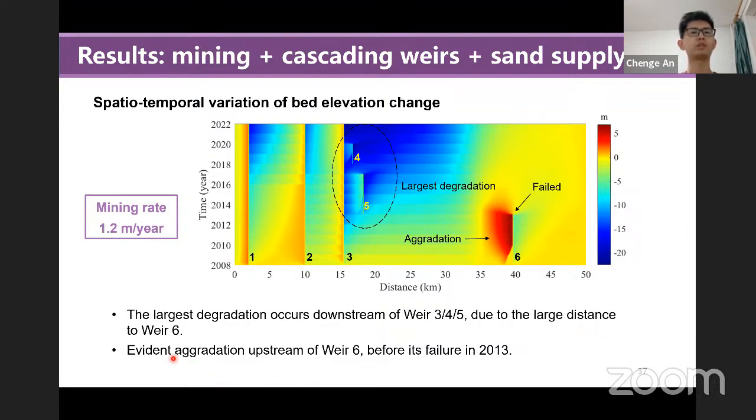We also observe evident aggradation upstream of weir 6 due to the large distance, from weir 6 to the weir upstream before its failure in 2013.